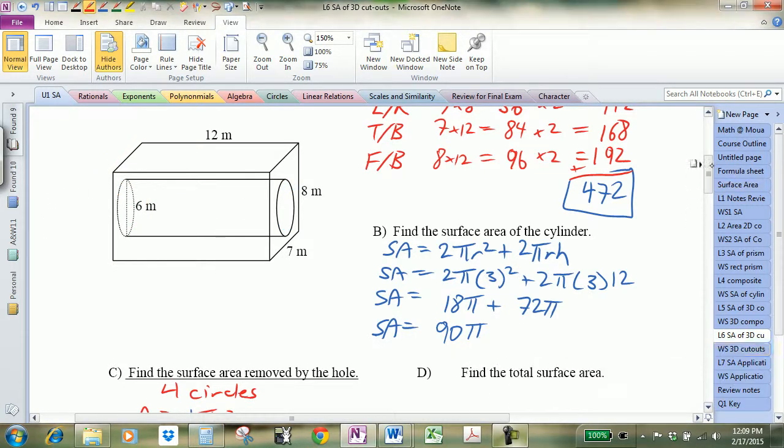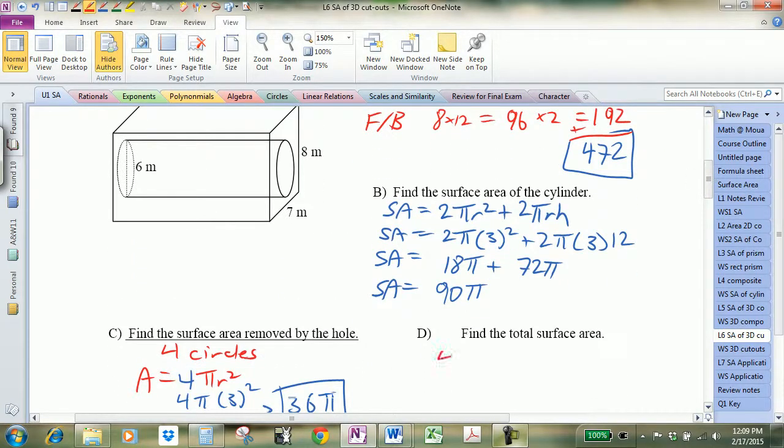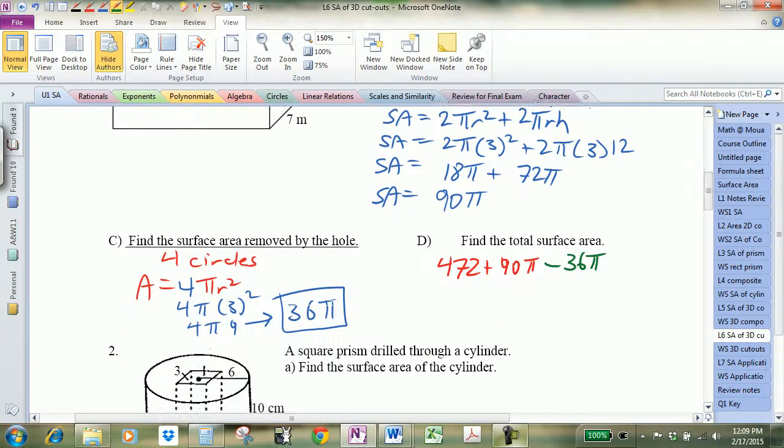Put it all together. So we're going to add our 2 shapes. 472 plus 90 pi. But what are we going to do with the cutout? Minus it. Okay. So on your calculator, you would go 472 plus 90 times pi minus 36 times pi. And your calculator is brilliant enough to do this multiplication first before it adds or subtracts.